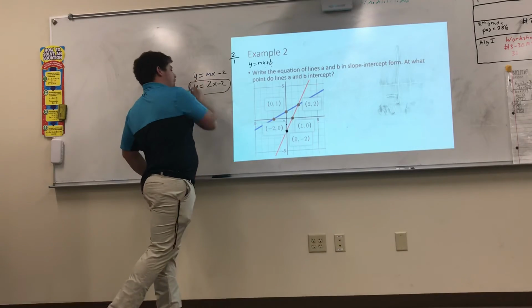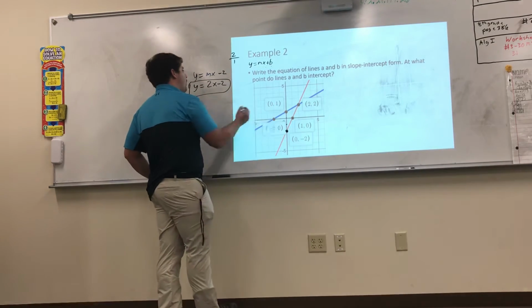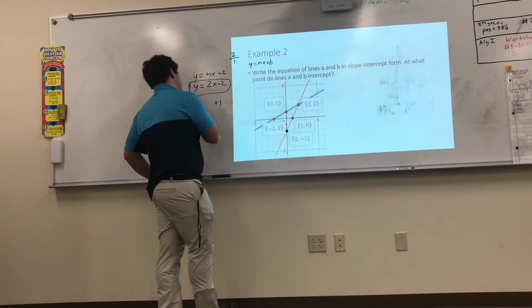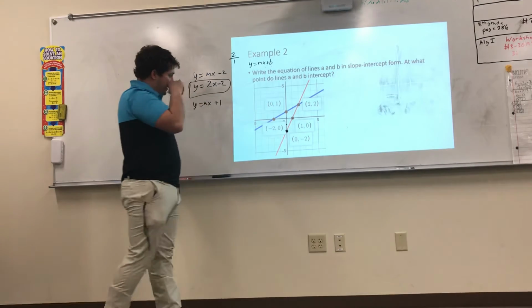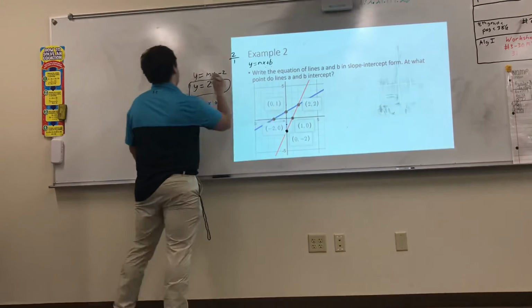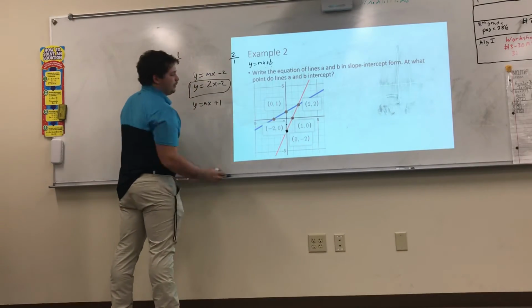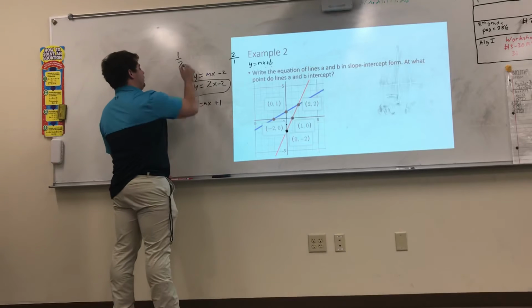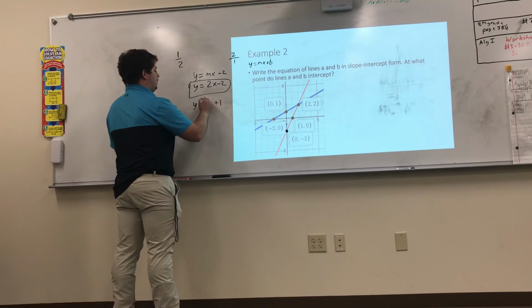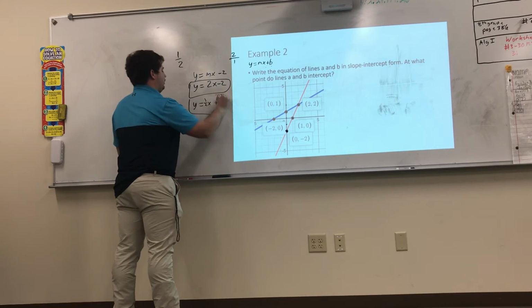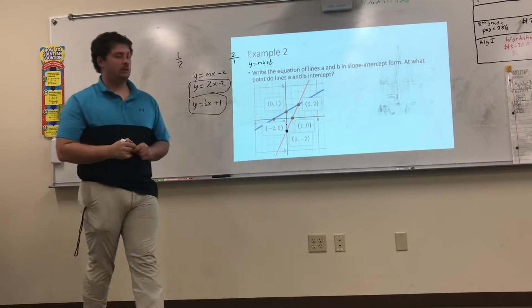Now we're going to go to the blue line. Where do we cross the y-axis? At 1. So we're going to be plus 1. We have y equals mx plus 1. What is my slope? Well, I'm going to rise 1 and run 2. Sub it in. There's my equation for the second one.